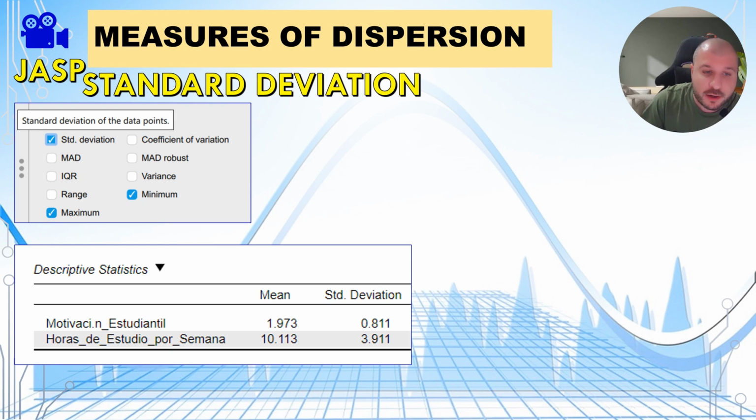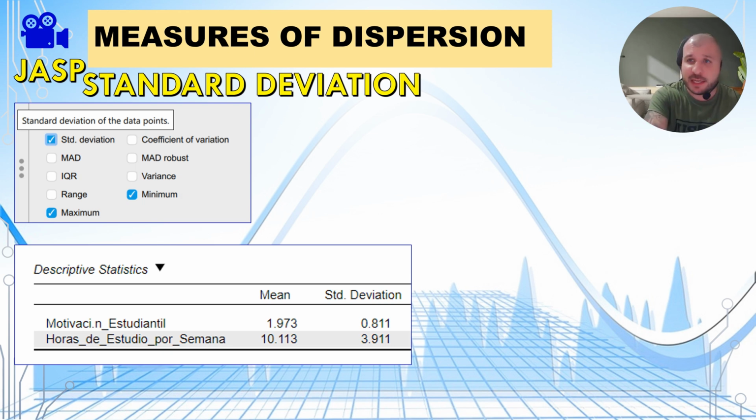The first thing you have to know here is motivation, okay, the mean is 1.997. And the standard deviation is 0.81, which means that the data in that case is not very variable. So it's more or less homogeneous. And in the case of study hours per week, the mean is 10.11 and the standard deviation is 3.991. Although it's not a very large standard deviation, this gives us an idea of how variable the data can be. And the data might be a little bit more dispersed, right? As in the case, if we compare it to motivation, for example.